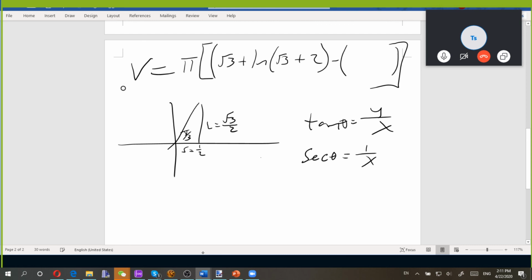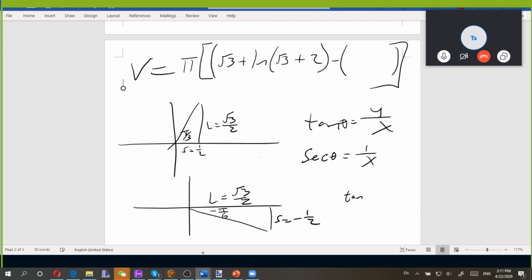At negative pi 6, there we go. Our long side is root 3 over 2, and our short side is negative 1/2. Our magnitudes are the same, but our y value is negative because we went down, and this is at negative pi 6. Okay, so I need the same thing. What would the tangent be, and what would the secant be at negative pi 6?